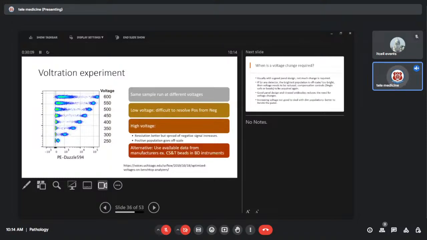For any given marker in the same tube, at low voltage the separation is bad. At high voltage, separation becomes very good. But what also increases? The negative spread also increases. So you want an optimal voltage where the spread of the negative is low but your positive population is well separated. For example, here 450 is the better voltage.